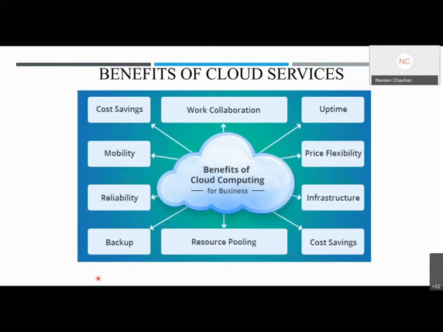So again, the benefits of cloud computing are very much clear from this discussion, and we have seen that cost saving is there. On mobility, on the go, you have these facilities available to us. We are going to have backups, resource pooling, infrastructure as a service, uptime, and work collaboration. These are all benefits of the cloud services.